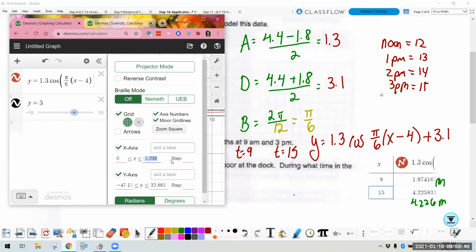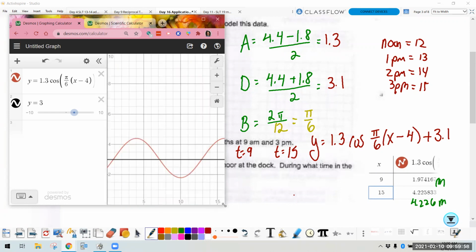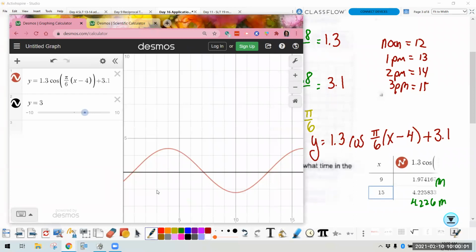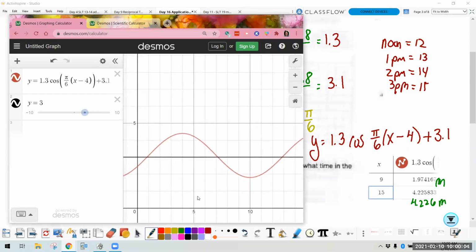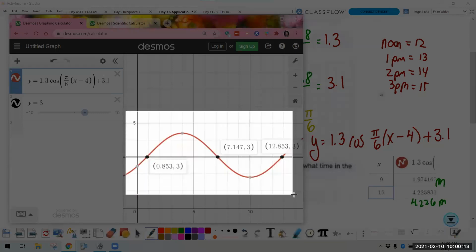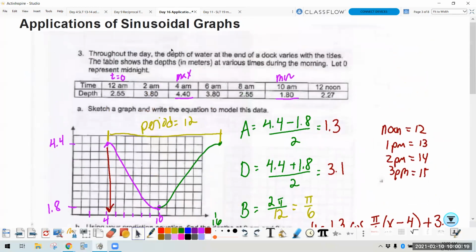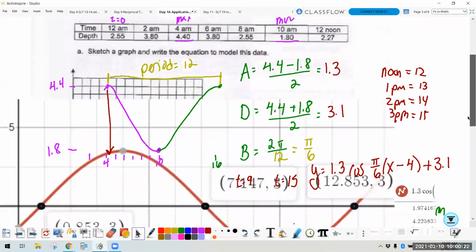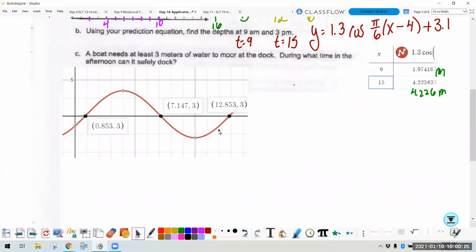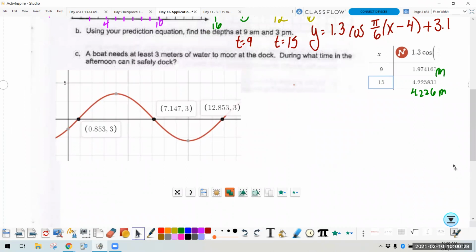Go 0 to 16. I'm just going to round up to 10. There's a nicer picture. That's even better. Now I can see my X and Y axis. So here's the 3, the 3, the 3. And I didn't ask for all these times, but I'm going to get them because I don't remember. And I'm going to go back to my work here and figure out what they're asking us. Okay, if a boat needs at least 3 meters, during what time in the afternoon can it dock?